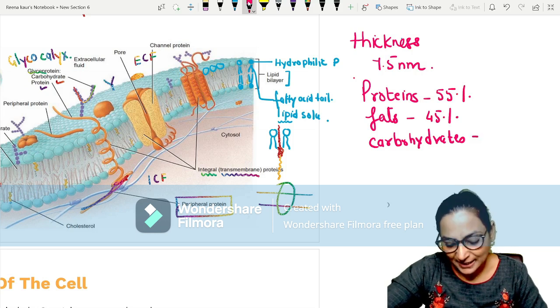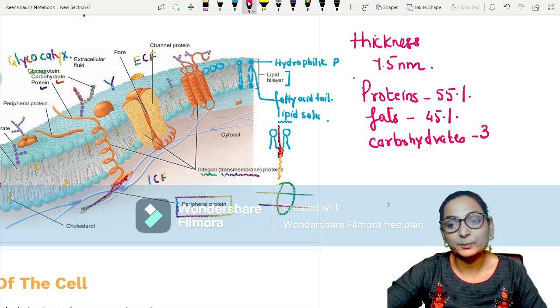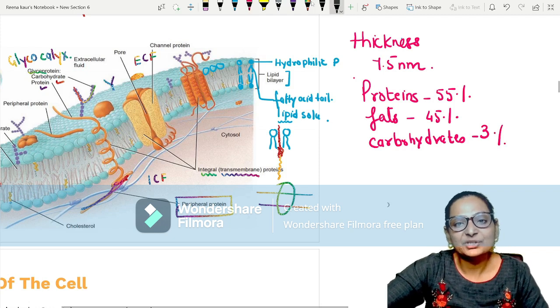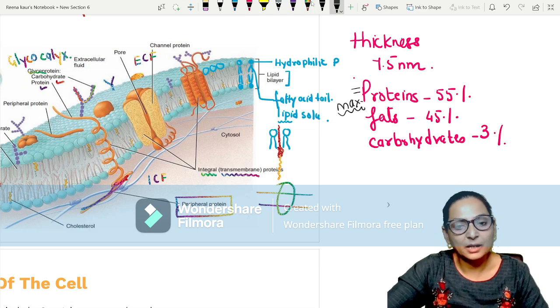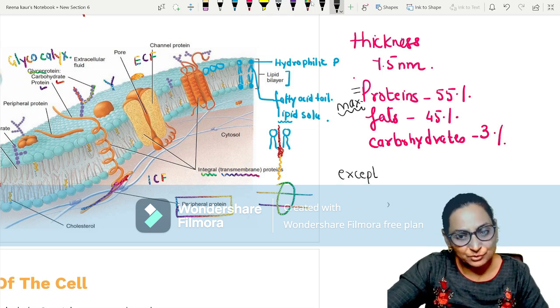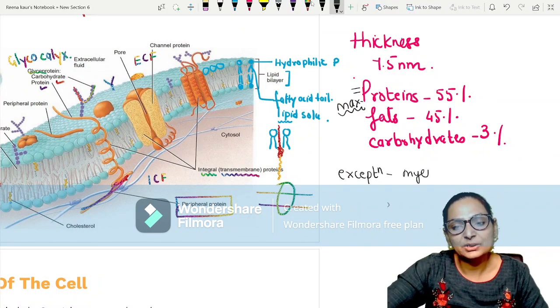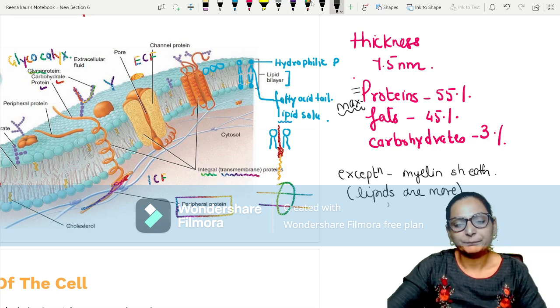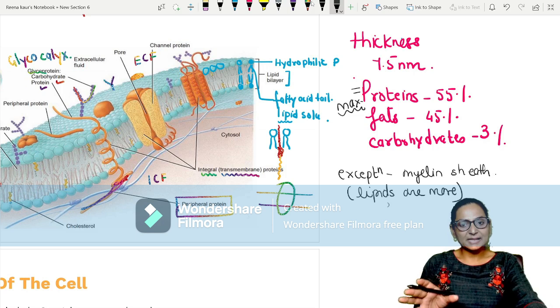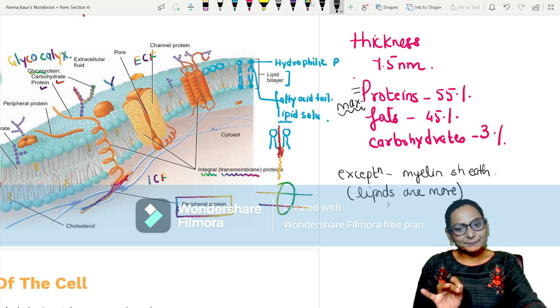45% are your fats, and just around 3% are your proteins. That means the maximum which are present are proteins. The only exception is your myelin sheath, where the lipids are more. So the important exception is that the proteins are maximum in all the cell membranes, the only exception being the myelin sheath where the lipids are more.